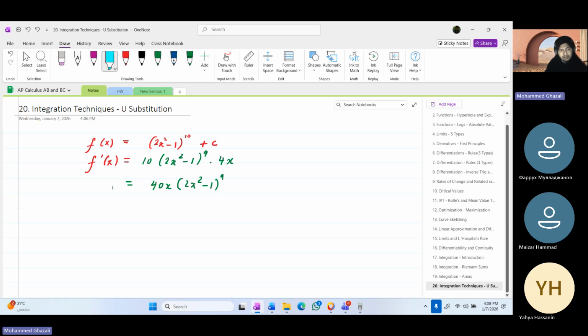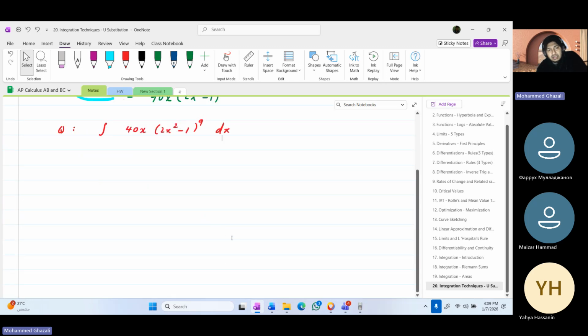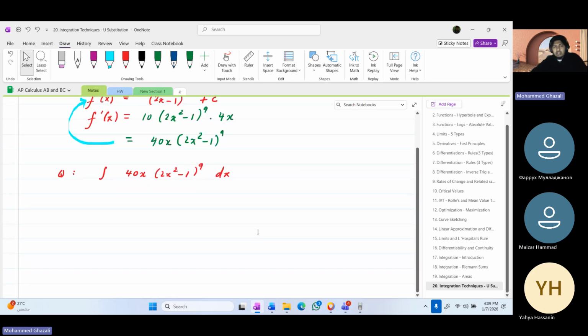Now we need to get back from here to the original question. So here's a question we're going to create. What is the integral of 40x times (2x squared minus 1) to the power 9 dx? This is a case where we apply u substitution.